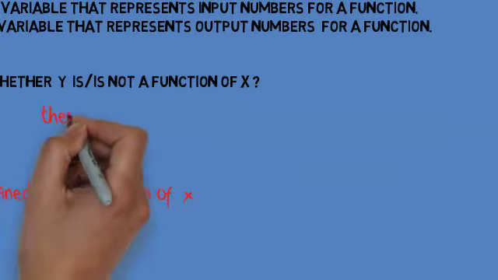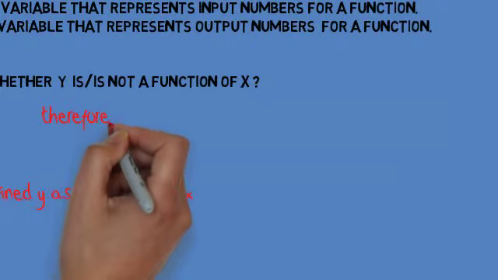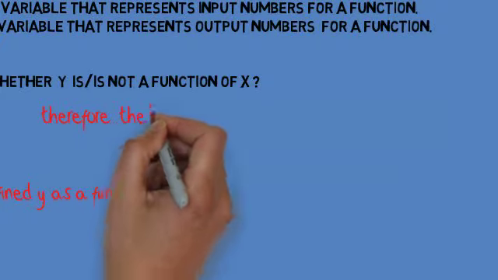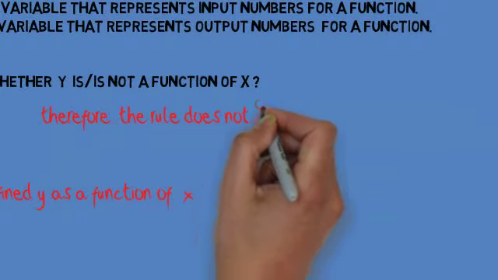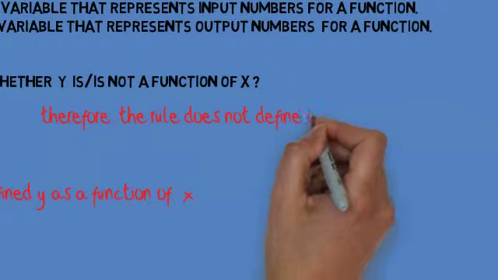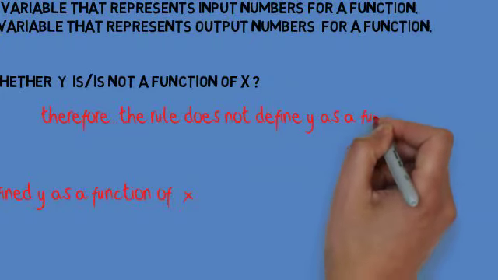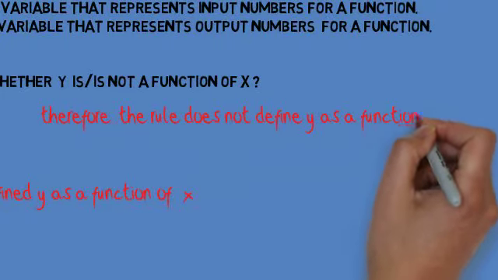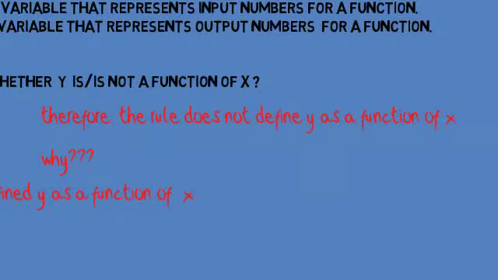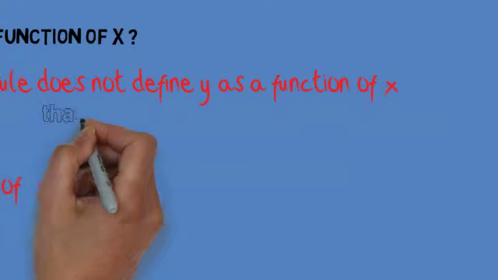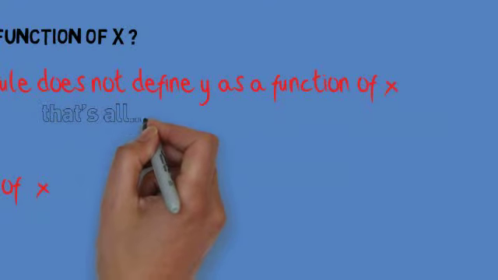It shows that one value of x, which is 9, is assigned to more than one value of y. So in this case, there are two values of y. Therefore, the rule does not define y as a function of x. Why? Because a value of x is assigned to more than one value of y.